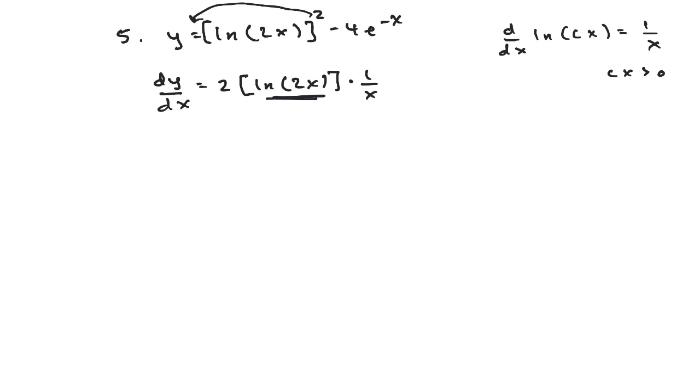And then over here, remember we have this formula d dx of e to the f of x is equal to f prime of x e to the f of x. And so if I do that, then I'm going to move the minus out here, and that's going to give me plus 4e to the minus x.